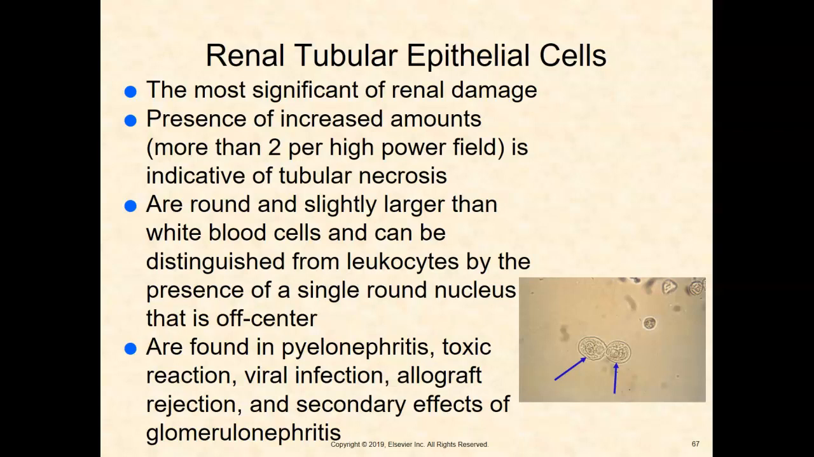This is something that we're very careful to report in a urine on patients because we don't want to be leading a physician down the path of renal failure if that isn't in fact the case. So we have to be careful if we're going to call these that we're for sure that that's what it is, okay? They can be found in severe pyelonephritis, a toxic reaction to certain types of drugs, maybe a viral infection, an allograft rejection, which would be like a kidney transplant rejection, and certain types of glomerulonephritis, which is like an inflammation of that glomerulus.